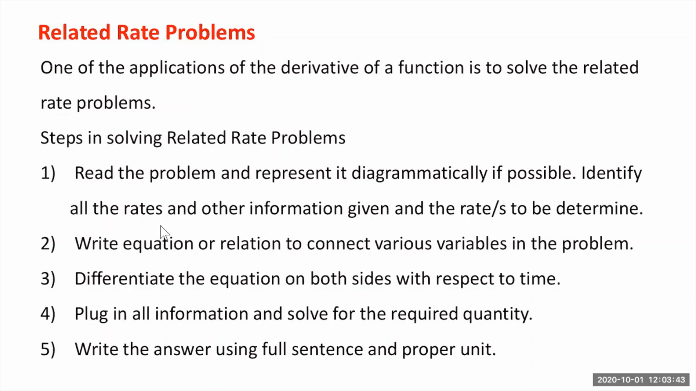Then identify the rates and other information given in the problem. And also try to determine what is asked in the problem to find. Okay, try to locate in the problem what is asked. And then the second step is to write the equation or relation connecting various variables in the problem. Then the next step is to find the derivative on both sides with respect to time, because we are working on the related rate problems. So we are calculating the derivative with respect to time.